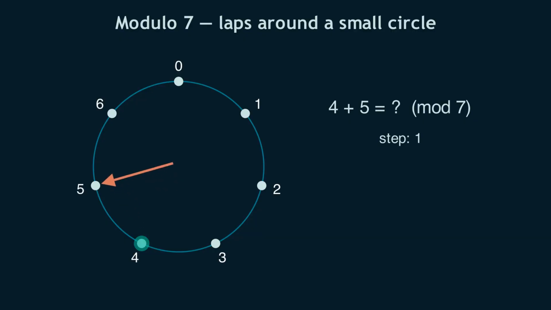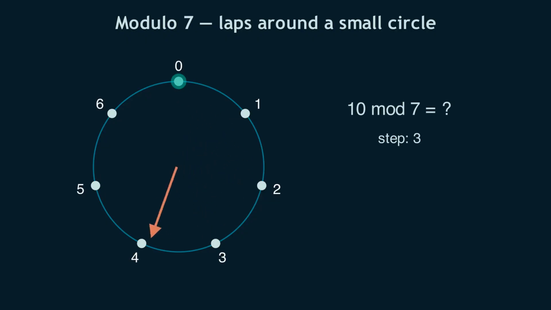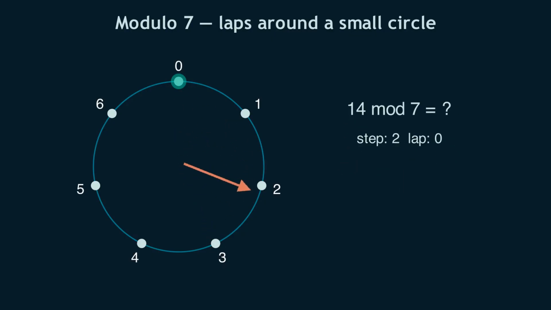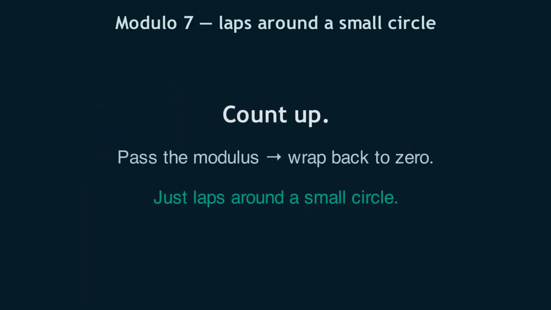Modulo 7. Imagine a clock with only 7 numbers on it: 0 through 6. What's 4 plus 5 mod 7? Well, 4 plus 5 is 9. 9 wraps around 7 once, leaving 2. Okay, so the answer is 2.